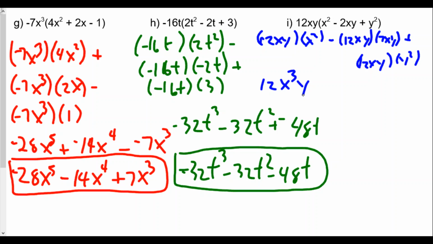And you take that 12 minus 12xy times 2xy. So we have 12 times 2 is 24. And x times x is x squared. And y times y is y squared. And then finally, we have 12xy times, so plus, we have 12xy times y squared becomes 12xy to the third.